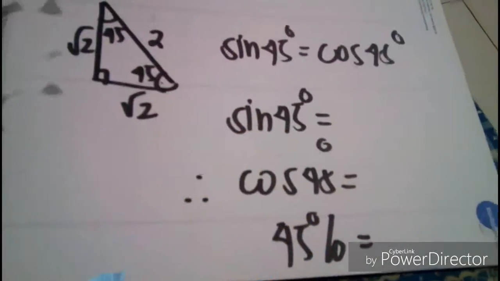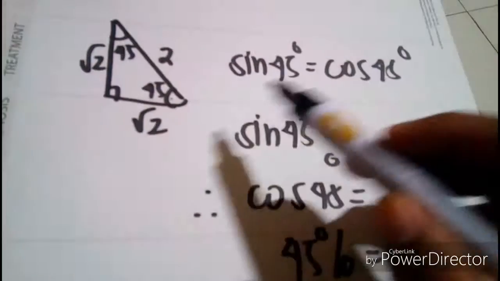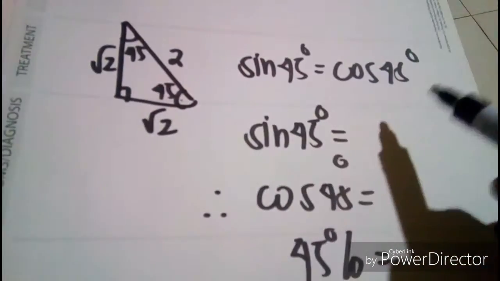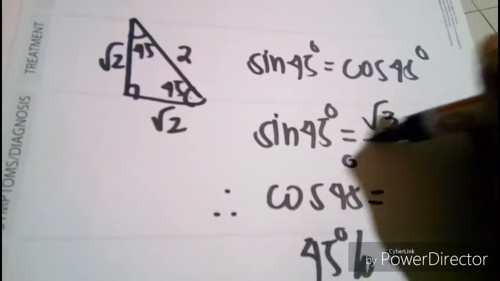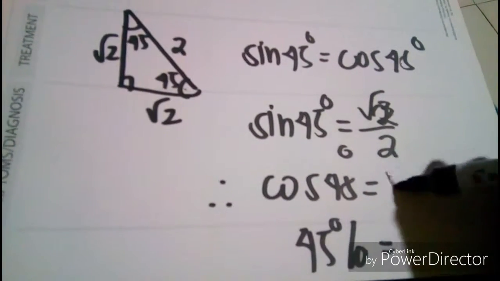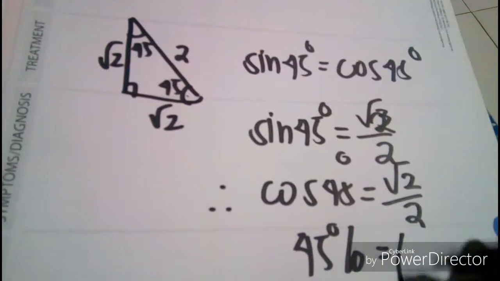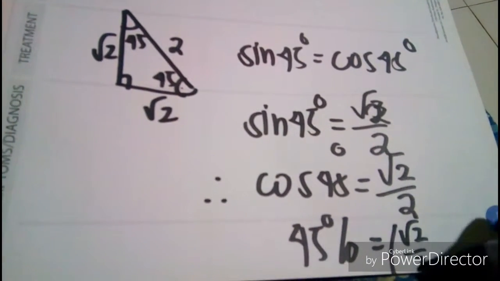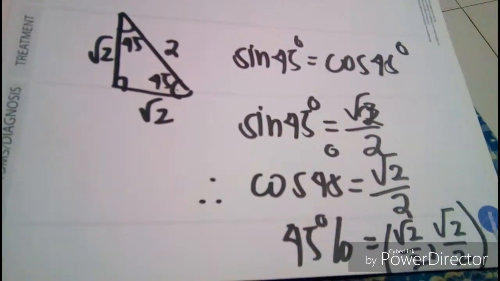Now, we are down to our last angle, the 45 degrees. The sine and cosine of 45 degrees are equal. So sine 45 degrees is equal to cosine 45 degrees. Sine 45 degrees is equal to the opposite square root of 2 over the hypotenuse 2. Therefore, cosine 45 degrees is also square root of 2 over 2. That gives its coordinates as square root of 2 over 2 and square root of 2 over 2.